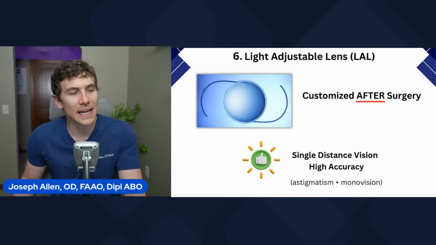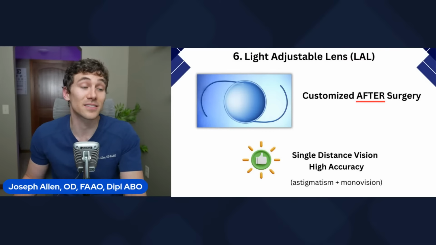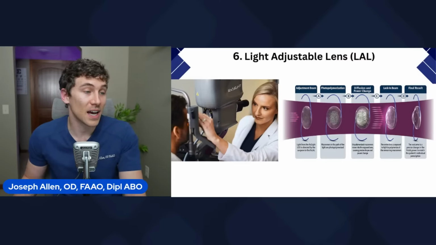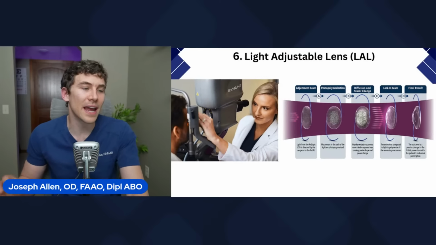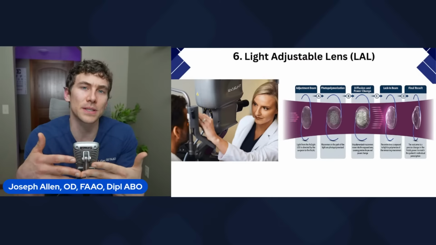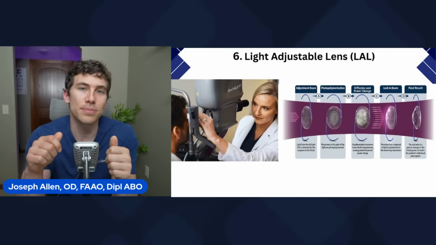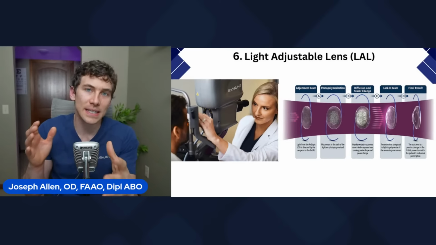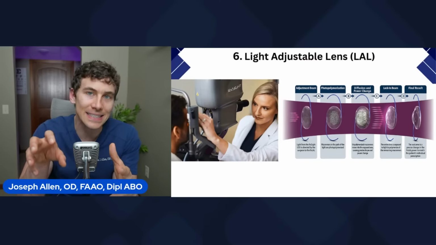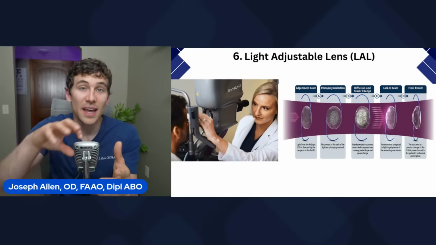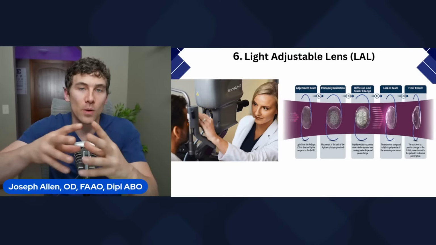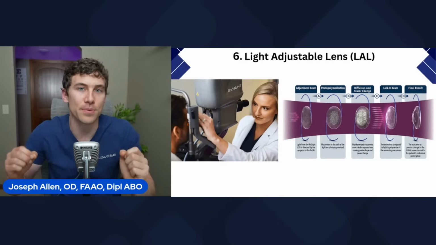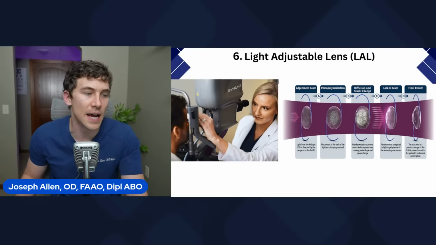Let's keep talking about the light adjustable lens, because this is absolutely fascinating. So what they did is they found out, hey, we can make this implantable lens out of a different type of plastic. And with this type of plastic, we can use an instrument in the clinic that shines light on the implant, and it'll change the power. It'll literally change the shape of that lens inside of the eye.